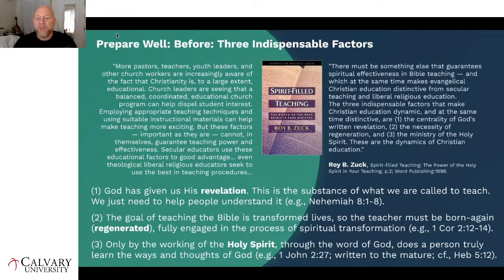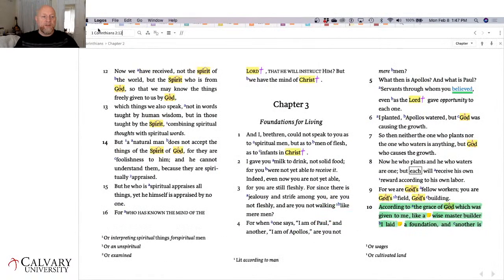So number three, the third indispensable factor is the ministry of the Holy Spirit. Only by the working of the Spirit through the Word of God does a person truly learn the ways and thoughts of God. Look at 1 John 2:27 here.